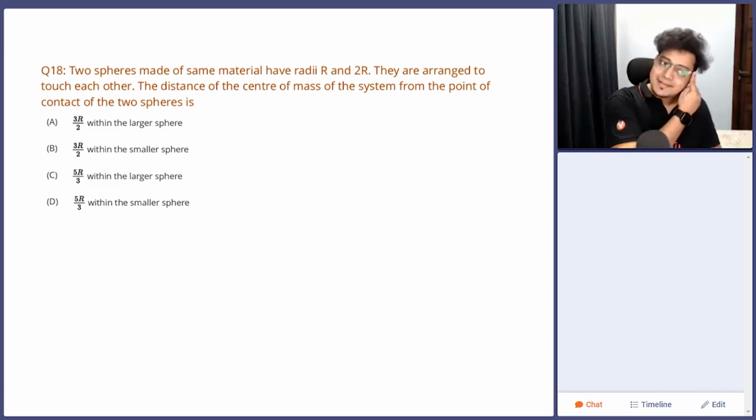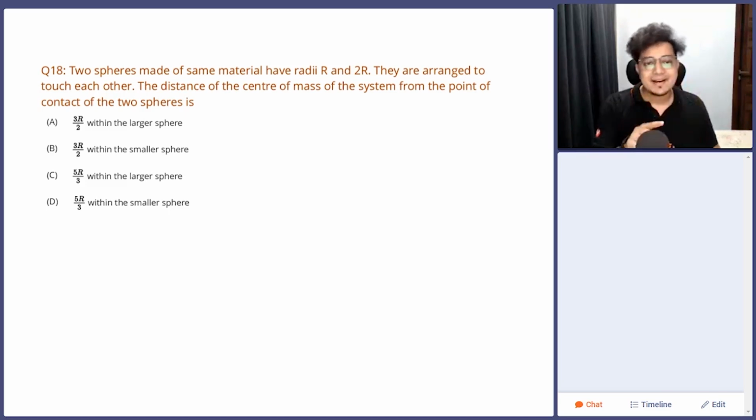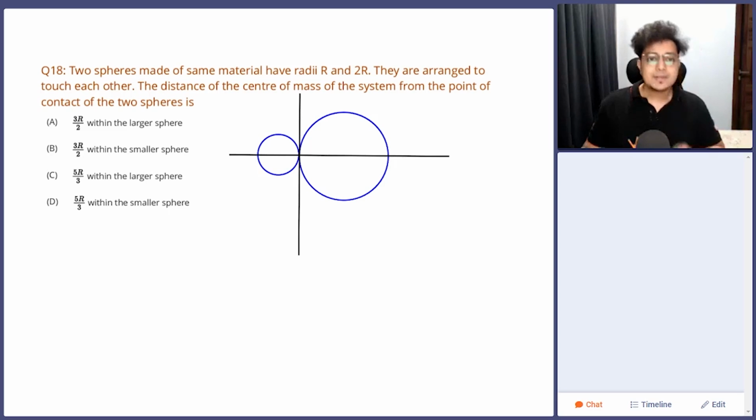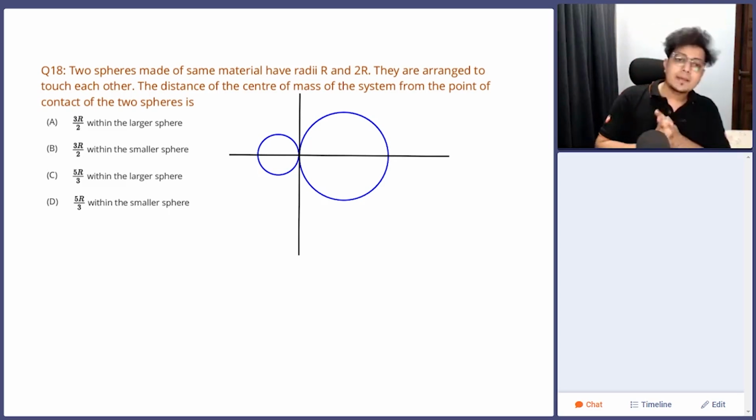Now, next question. There are two spheres made up of the same material having radii r and 2r. They are arranged in such a way that they will touch each other. This is, let's say, r, and the other one is 2r. So let's take a reference system like this. Okay, so the radii are r and 2r, and they are made of the same material.